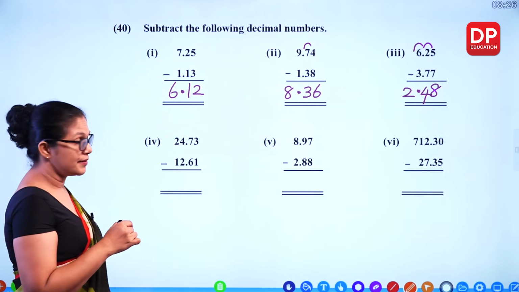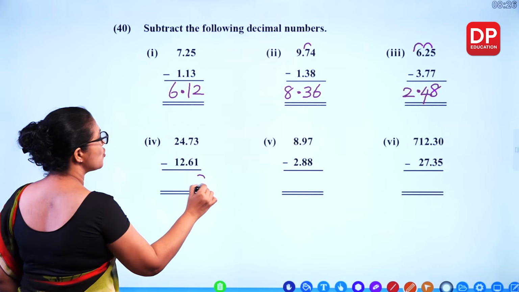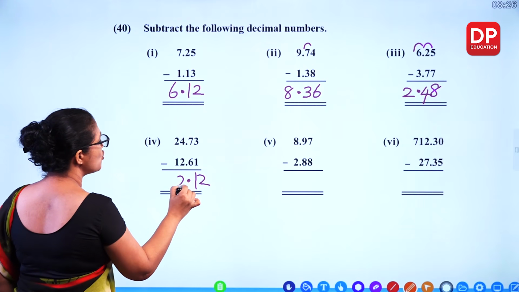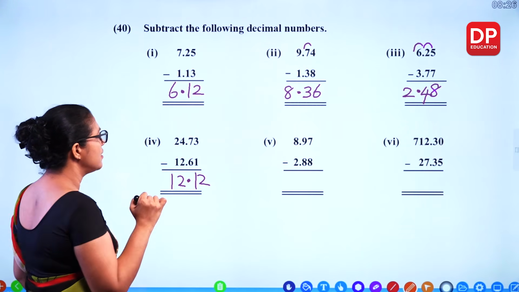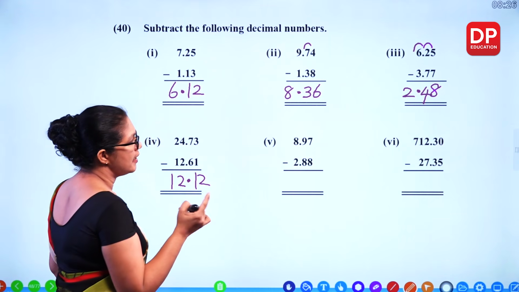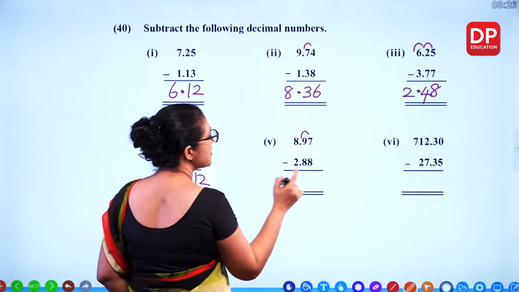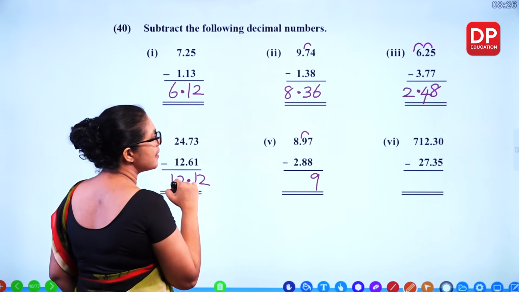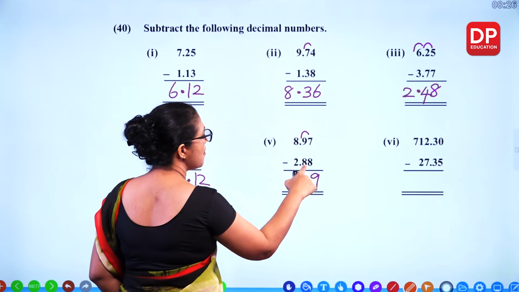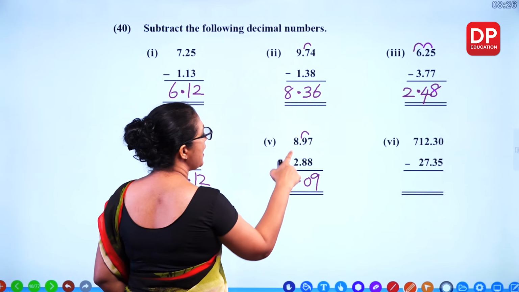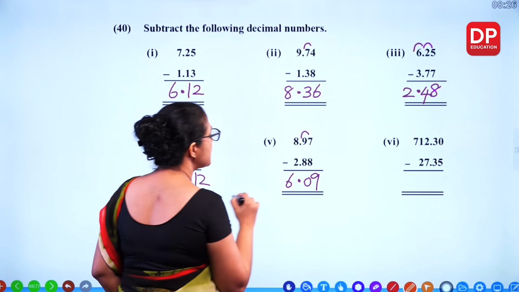What about this one? 3 minus 1, 2. 7 minus 6, 1. 4 minus 2, 2. 2 minus 1, 1. Here you can't subtract. Take 1. 17 minus 8, 9. Then this becomes 8. 8 minus 8, 0. Then put the decimal point. 8 minus 2, you get 6.